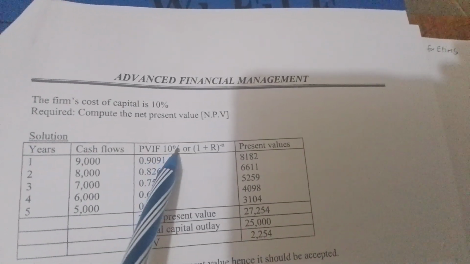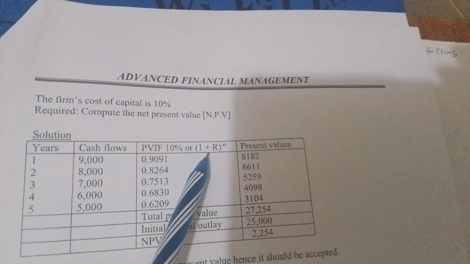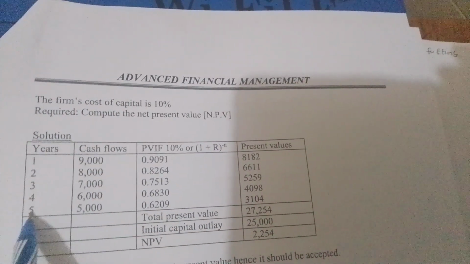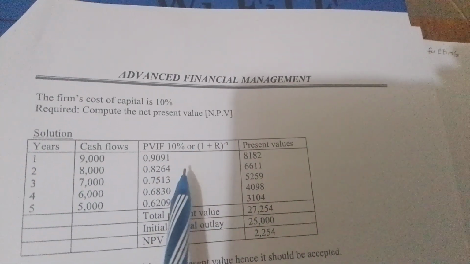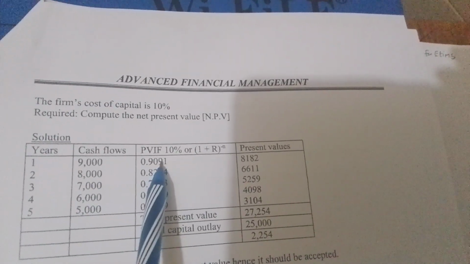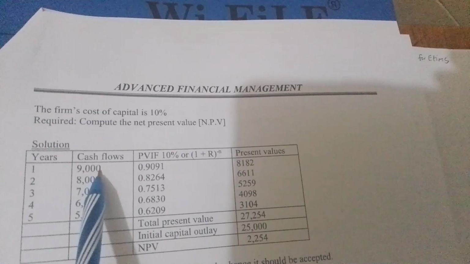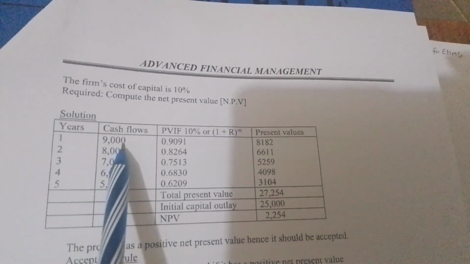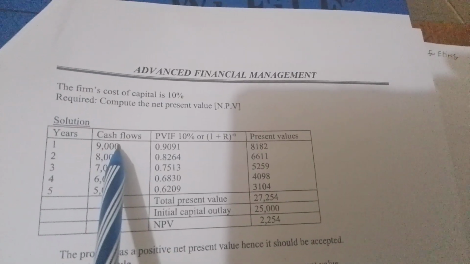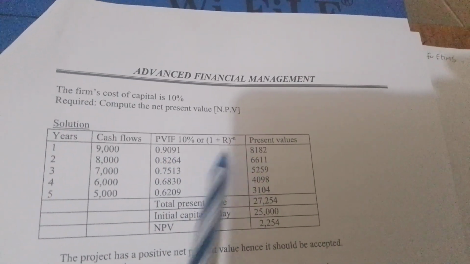0.09. So these numbers, how we are arriving at them, we are just taking 1 plus rate, then raised to negative n. N is the number of years. Now, once you establish this column, then you multiply these present value interest factors by the cash flow to get the present values. So the first one is 9,000 times 0.9091, you get 8182.